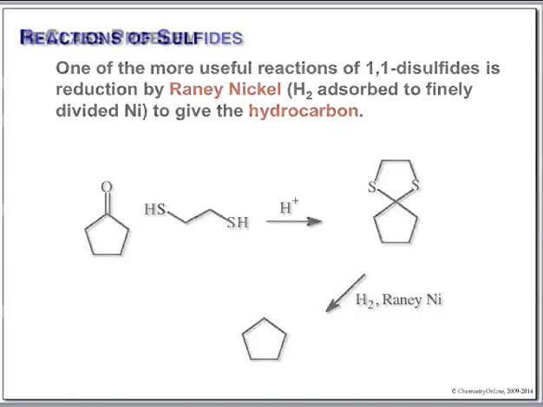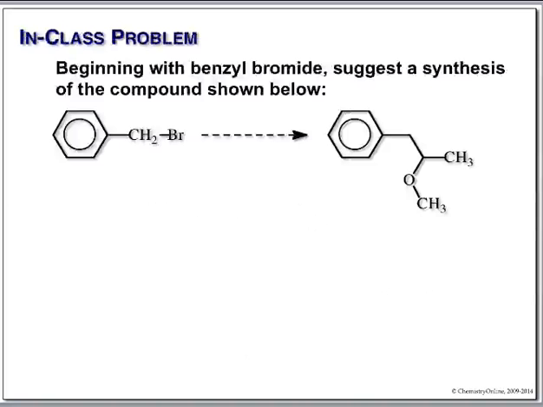All right, now let's do a couple synthesis. These are going to be 2 or 3 steps. So they're getting to be a little more sophisticated. What we want to do here is start with benzyl bromide. And we want to make this ether. Okay? Remember, when you do a synthesis, you're going to be thinking backwards.